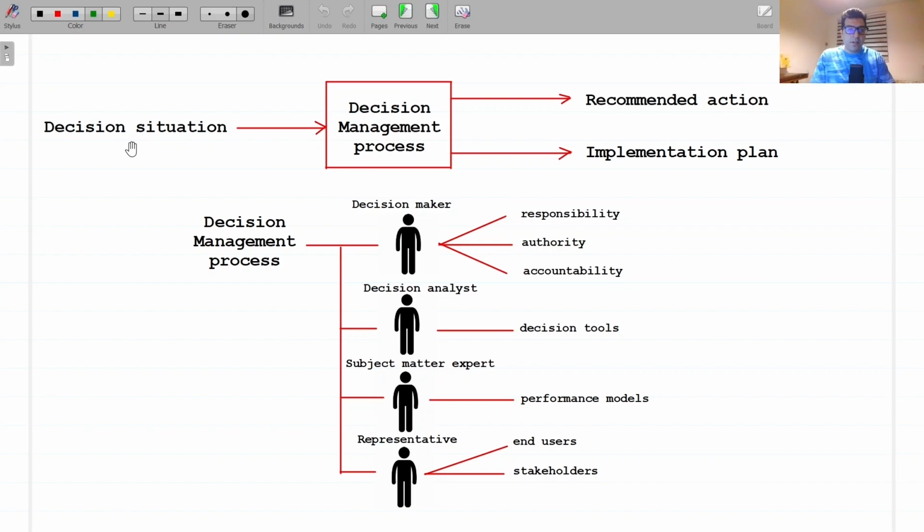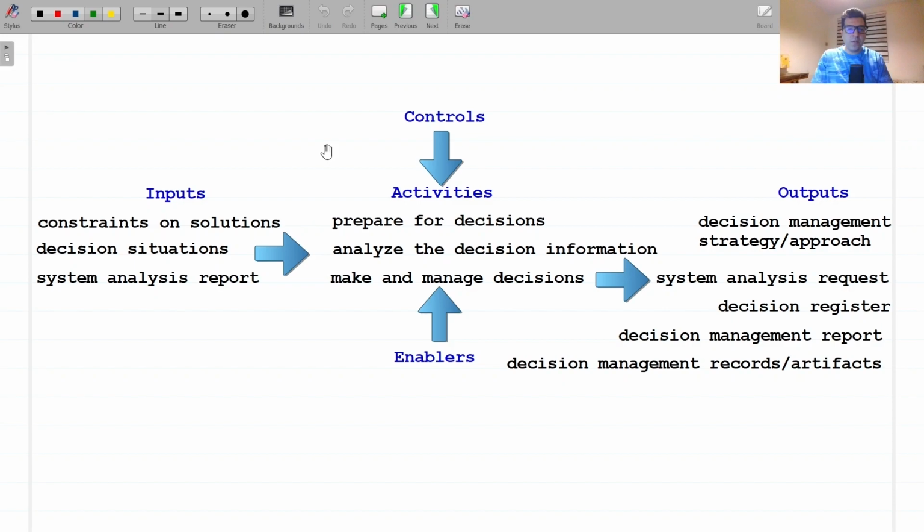A well structured decision process will capture and communicate the impact that different value judgments have on the overall decisions and facilitate the search for alternatives that remain attractive across a wide range of value schemes. Inputs and outputs for the decision management process are listed in this slide.